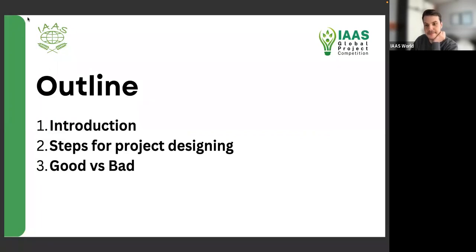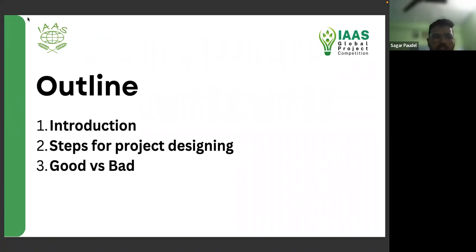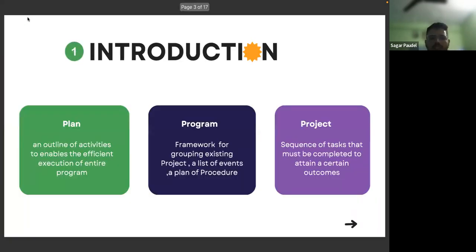Okay, so I will be talking about three different aspects of the project. First we'll talk about the introduction: what is a project, what is a program, and what we need to understand before the project. Second, we will talk about the steps. There are five steps for project designing, and I will give some examples here. And third is how to write a good project, and what the differences are between a good project and a bad project.